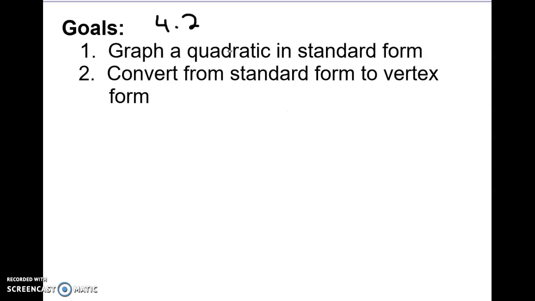If you forgot what a quadratic is, it's just an equation with an x squared in it. When you graph a quadratic, hopefully you remember it's just going to be this parabola U shape. So in this first video we're going to be graphing the U shape.